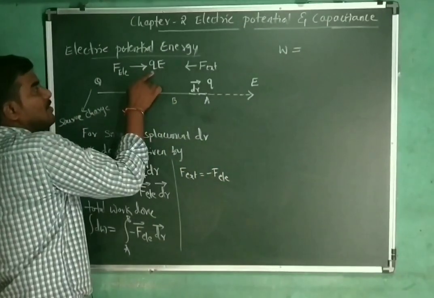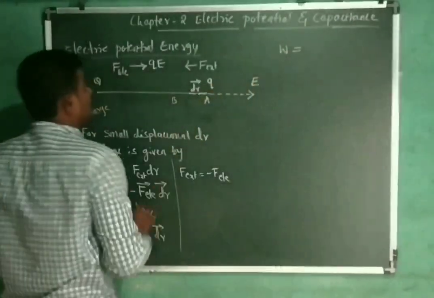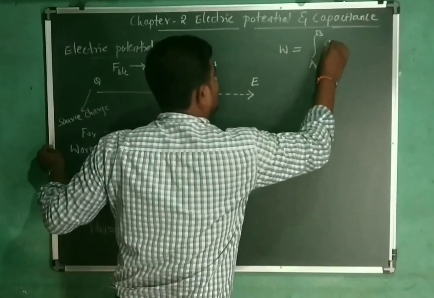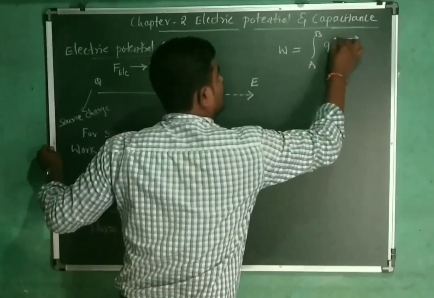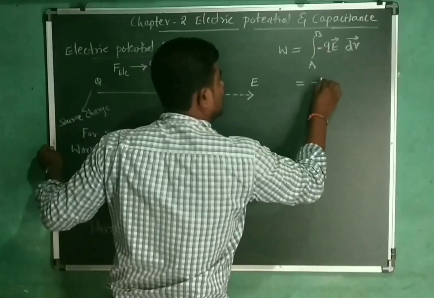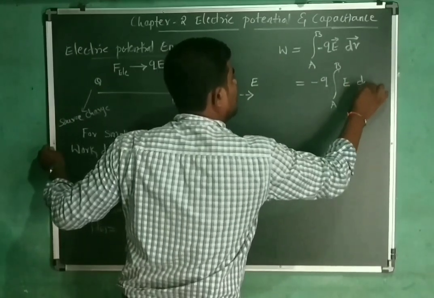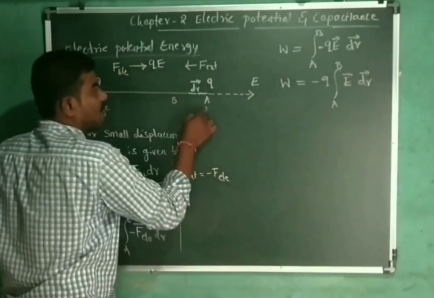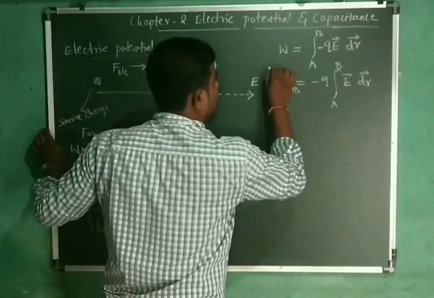Force experienced by a unit positive charge is called the electric field. Therefore in place of F electric I can write QE. So integration from A to B of QE into dr. In this case Q is a constant and it is taken outside, with the minus sign. So minus Q integral from A to B of E into dr. Since it is W, the work done, from where to where? From A to B. So this is the work done.